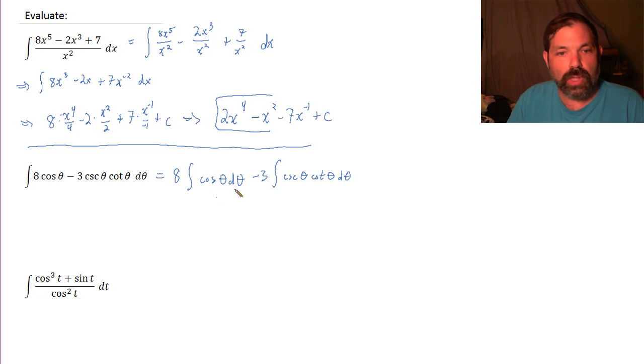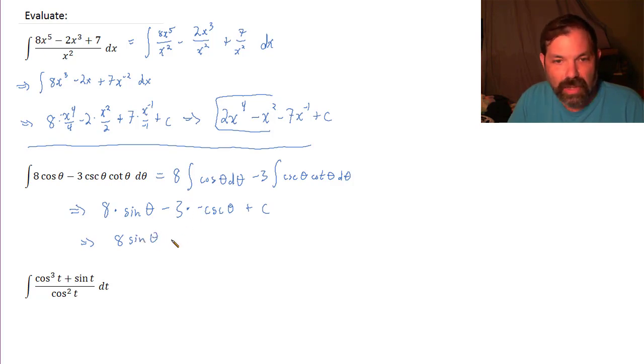So the antiderivative of cosine theta is sine theta. So I'd have 8 times sine theta minus 3 times, now the integral of cosecant theta cotangent theta, that was negative cosecant theta plus a constant. Let's clean this up a little bit. 8 sine theta. We wouldn't write minus and negative, we write plus 3 cosecant theta plus a constant.